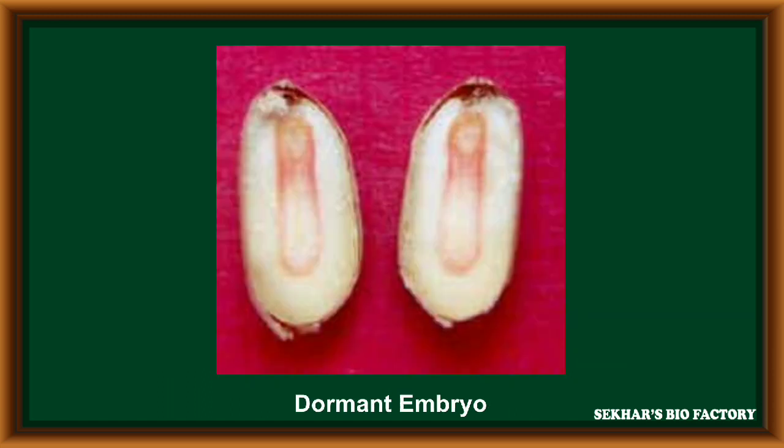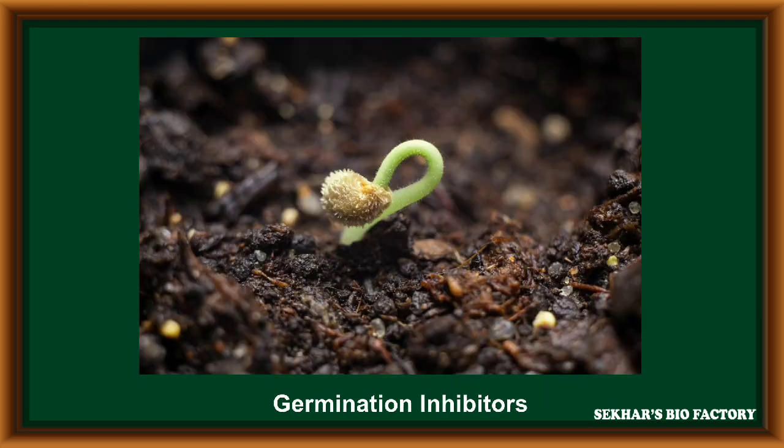The second reason is a dormant embryo. In the structure of a seed, if an immature or dormant embryo is present, that also causes seed dormancy. The third reason is germination inhibitors. Some inhibitors can inhibit the growth of the seedling at the initial stage. In such conditions also, seed dormancy may take place.